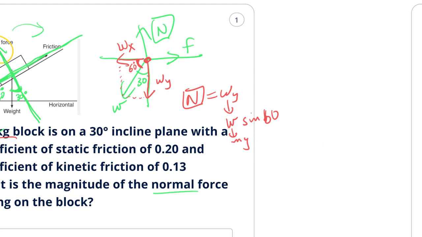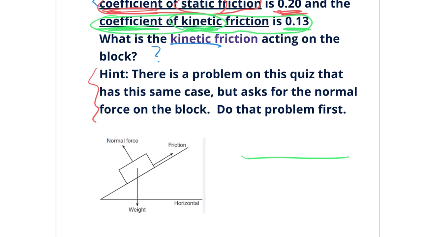Okay, so I have my diagram right there. I know the normal force. I can solve for Wx and Wy. I'm not going to redraw all that, so I'm just looking at over here. Here's Wx, and there's a friction.